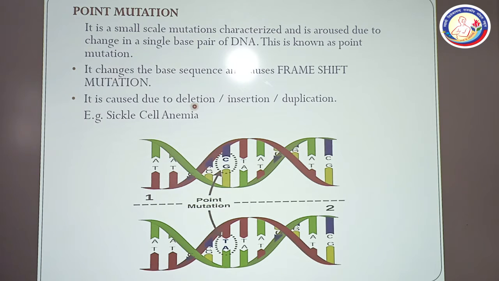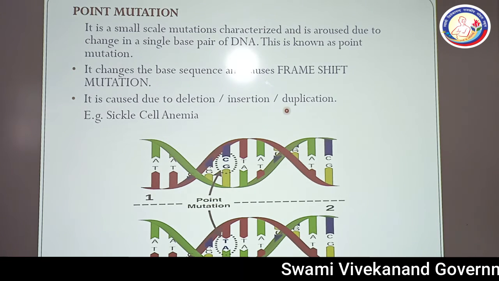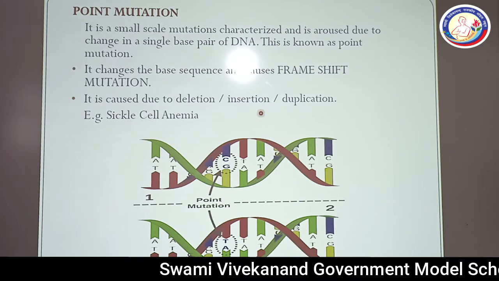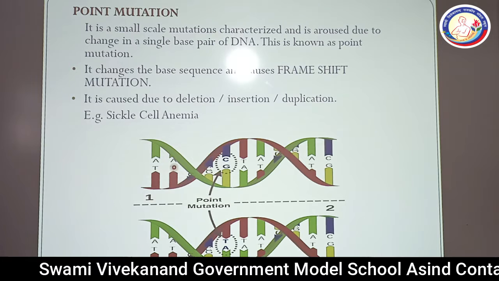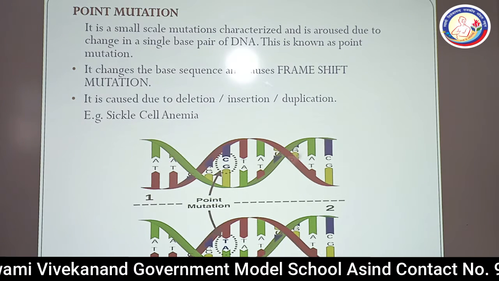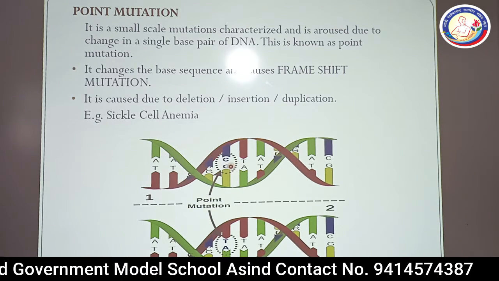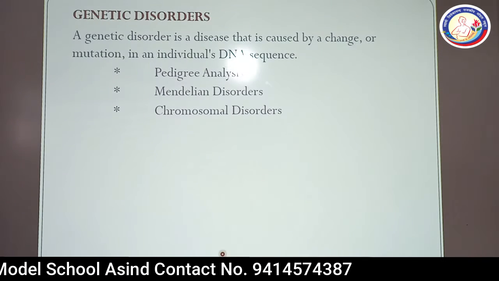It is caused by either deletion, which means removal of a base pair, insertion, which means inserting a new base pair in the sequence, or duplication, by the presence of the same nucleotide twice. Similarly, there is a well-known example of point mutation, that is sickle cell anemia. You can see the DNA sequence given here, where there is a C and G base pair. If it is replaced by T and A, then we say this is the point mutation.